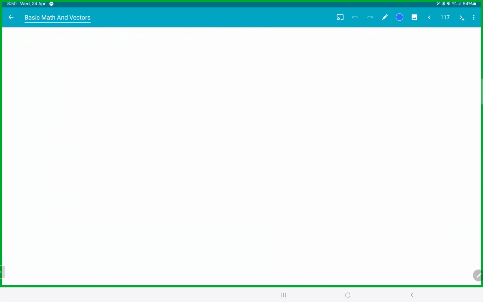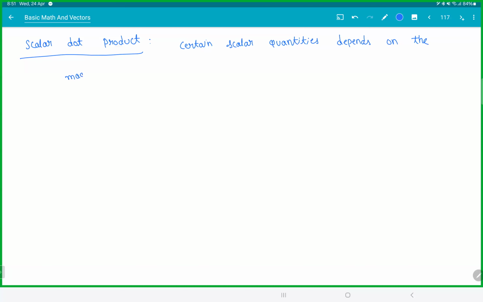Scalar dot product. Now, if you remember, I told you in the beginning, the vectors chapter was actually created by people, because people were using these concepts, but there was no formal chapter before 1990. So most of the things we create are for convenience rather than pure concept. So scalar dot product is one such concept. Certain scalar quantities depend on the magnitude of the vectors and cosine of the angle between them. Now, this is what people observed.